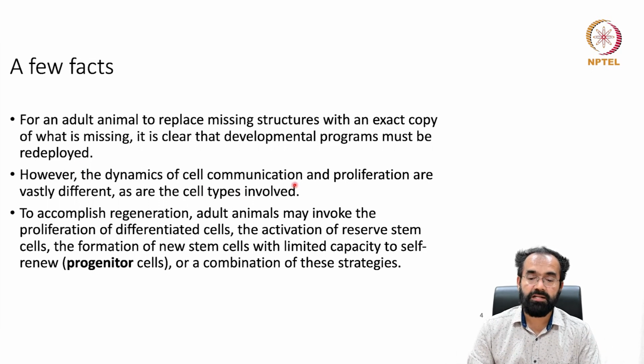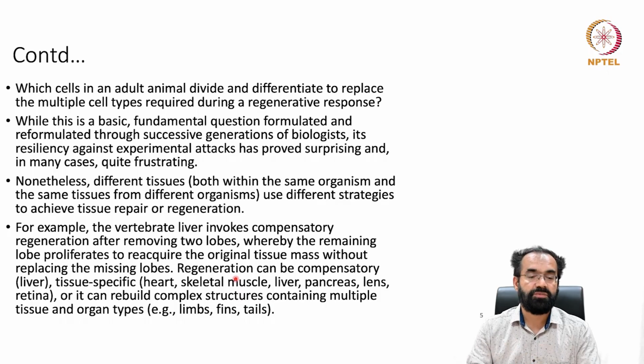However, the dynamics of cell communication and proliferation are vastly different, and the cell types involved change depending upon which tissue, which organ you are making. To accomplish regeneration, adult animals may invoke the proliferation of differentiated cells, the activation of reserve stem cells, the formation of new stem cells with limited capacity to self-renew, that is the progenitor cells, or a combination of these strategies. Depending upon the species, depending upon the organ, you can apply any of these approaches.